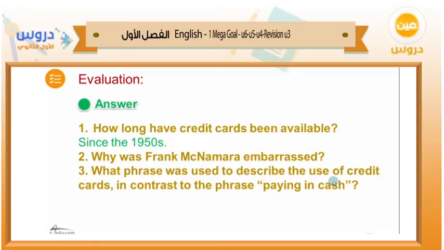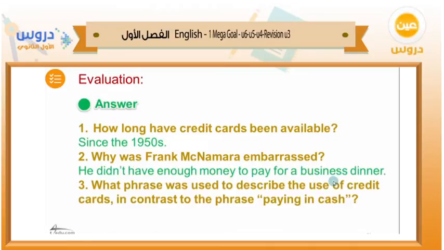Why was Frank McNamara embarrassed? You remember why he was embarrassed when he wanted to take out his wallet and pay in cash, and he forgot his wallet. So he didn't have enough money to pay for a business dinner because he forgot his wallet in the other suit. And you remember the phrase used to describe the credit card in contrast to paying in cash? It is charging it. It means you can charge your credit card and you can go anywhere and pay.